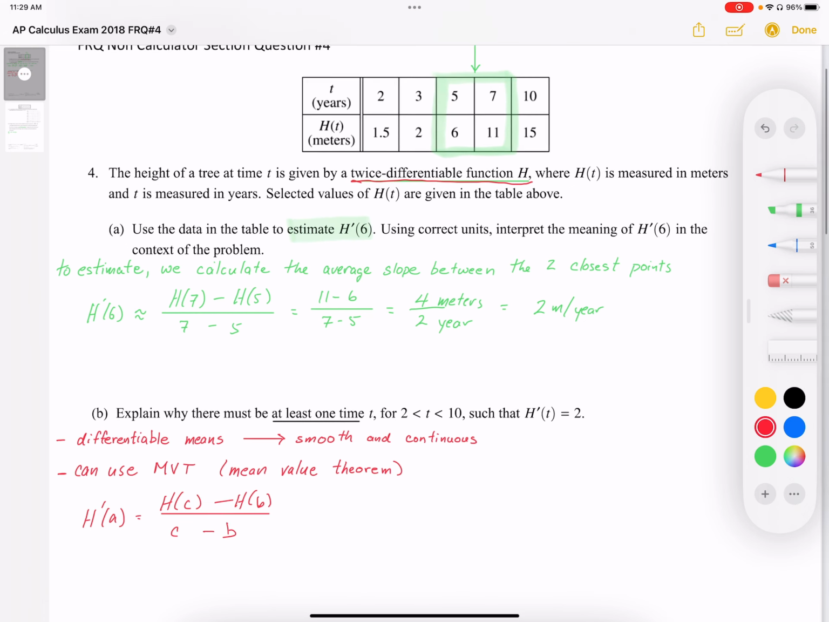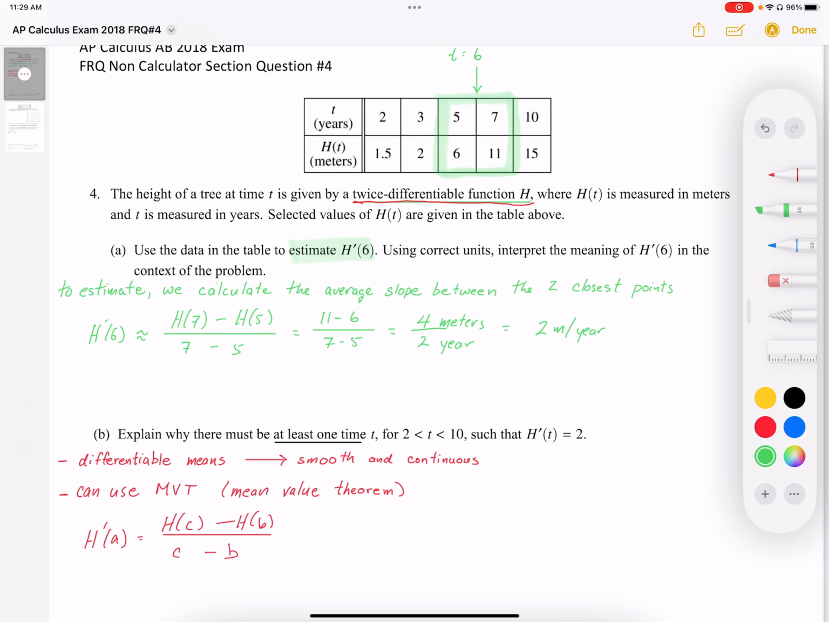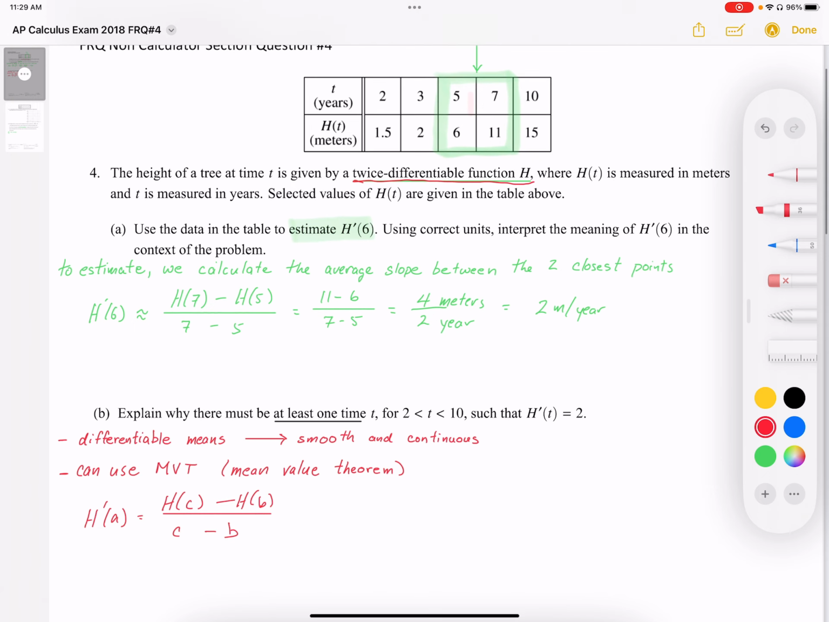Okay, so looking at this table then, what I need to do is find an interval where I can see a slope of 2. So I can find that here between t equals 3 and t equals 5. Okay, so we have an average slope of 2 here. We already calculated between t equals 5 and t equals 7. There's an average slope of 2 as well. So we just need to choose one of those intervals. In this case, I'm just going to stick with the interval between 5 and 7.